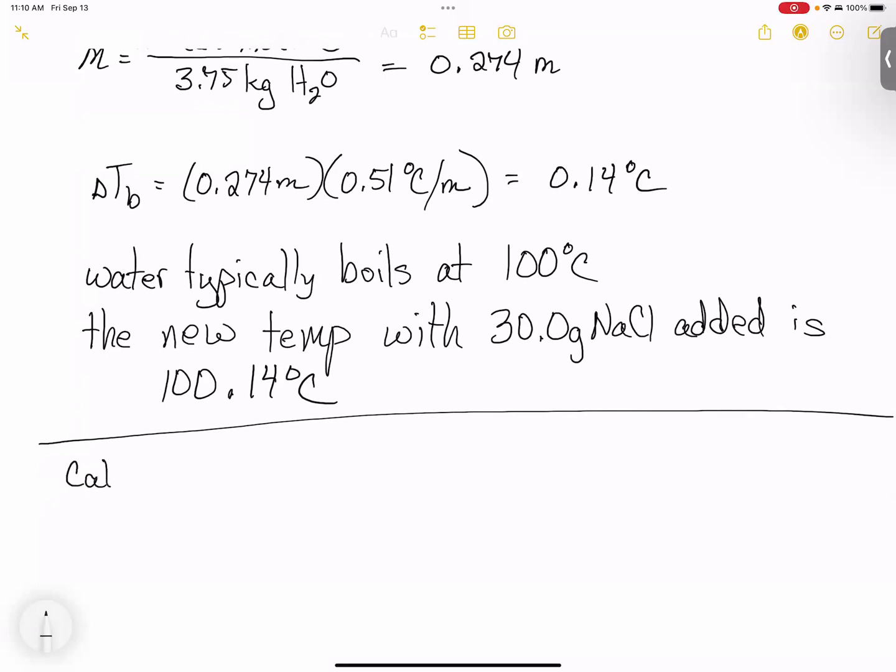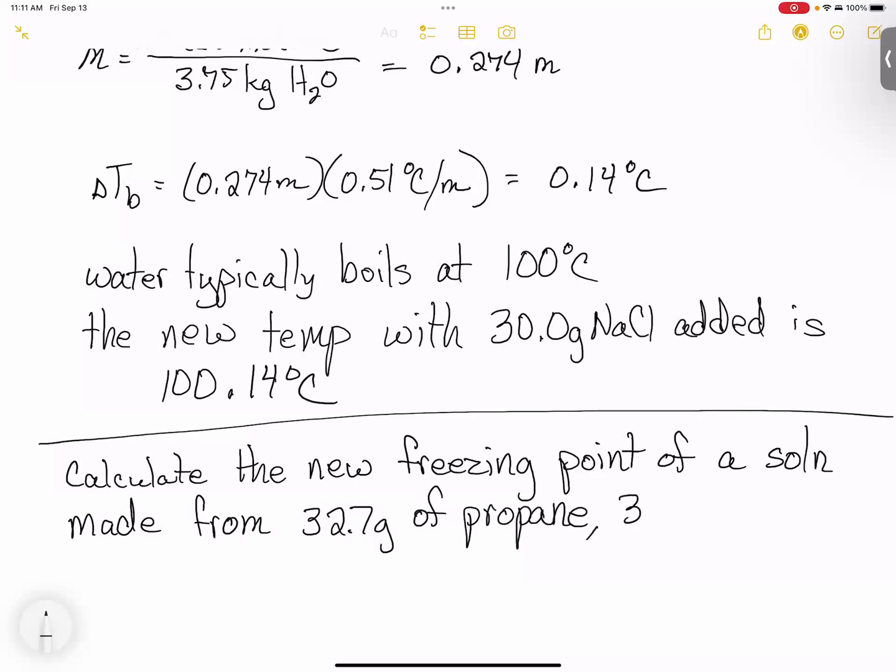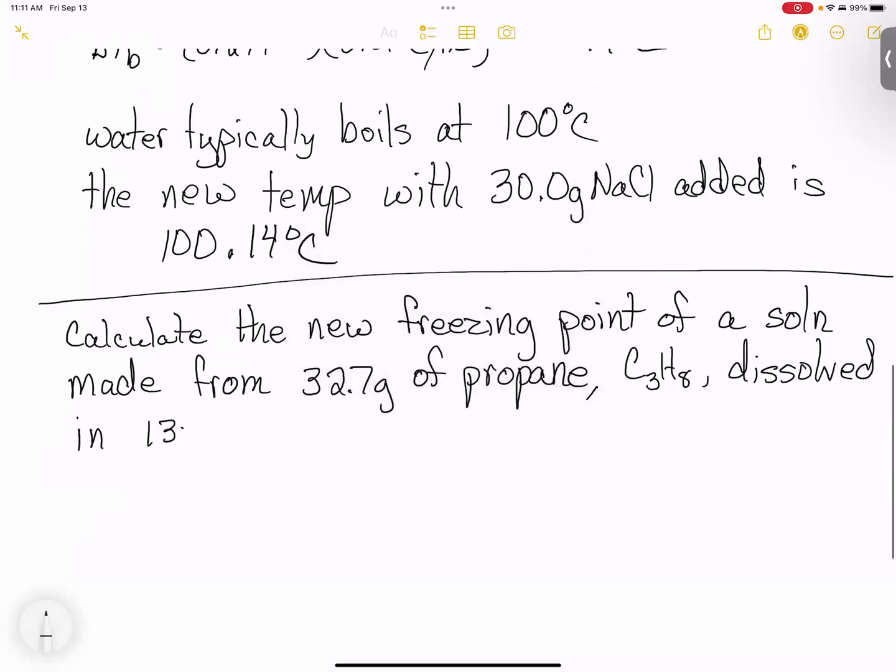Okay, so let's calculate the new freezing point of a solution made from 32.7 grams of propane, which is C3H8, dissolved in 137.0 grams of benzene, which is C6H6.